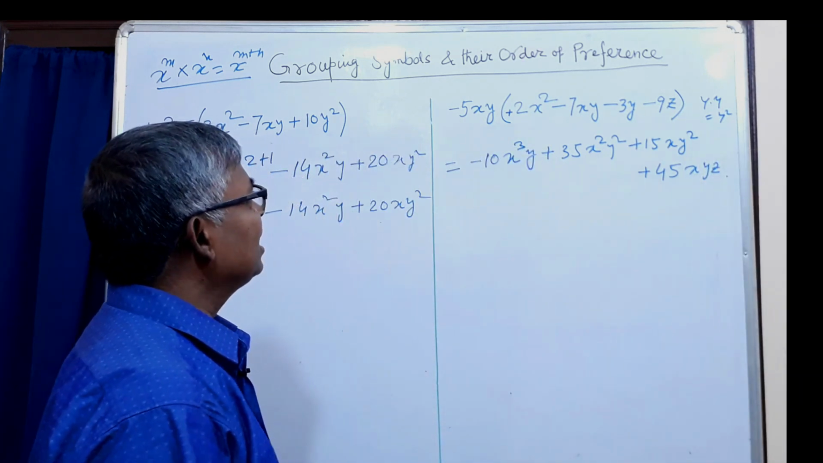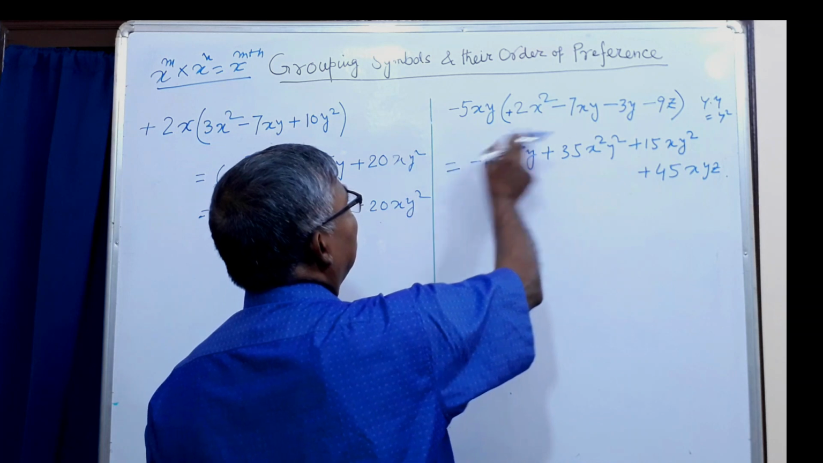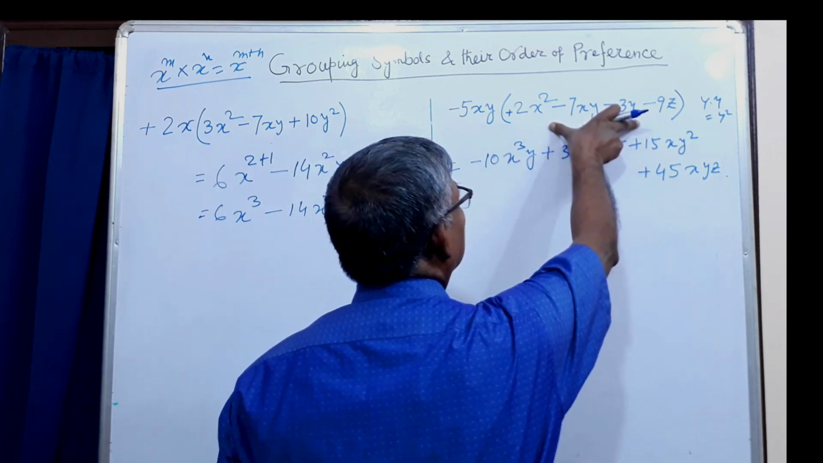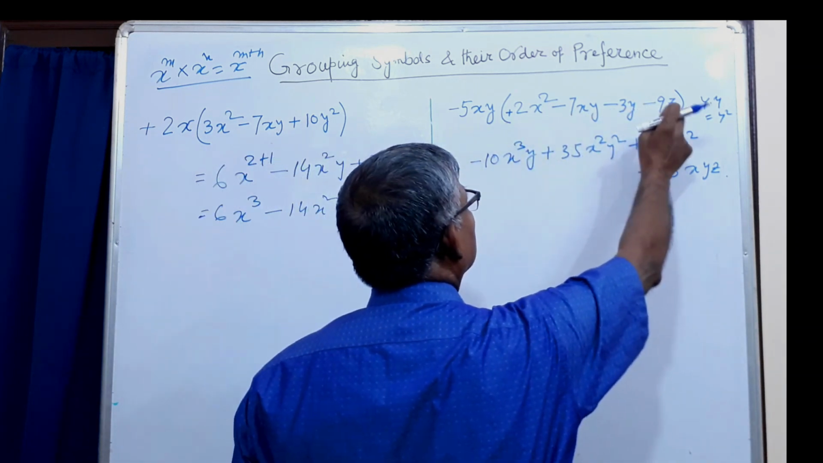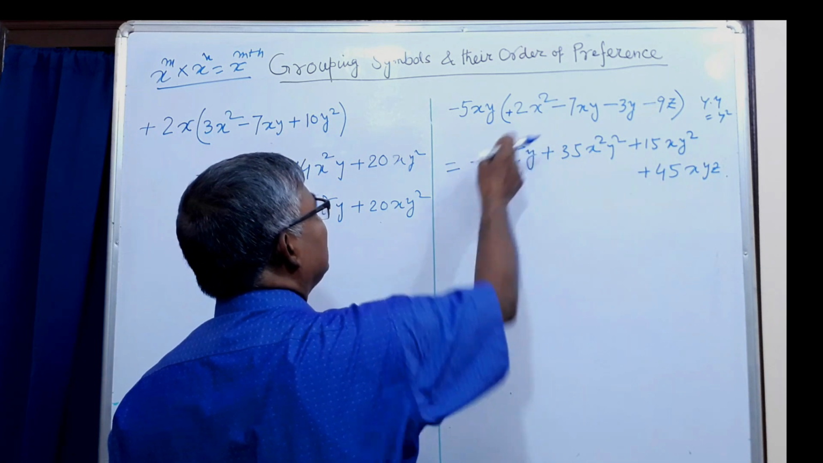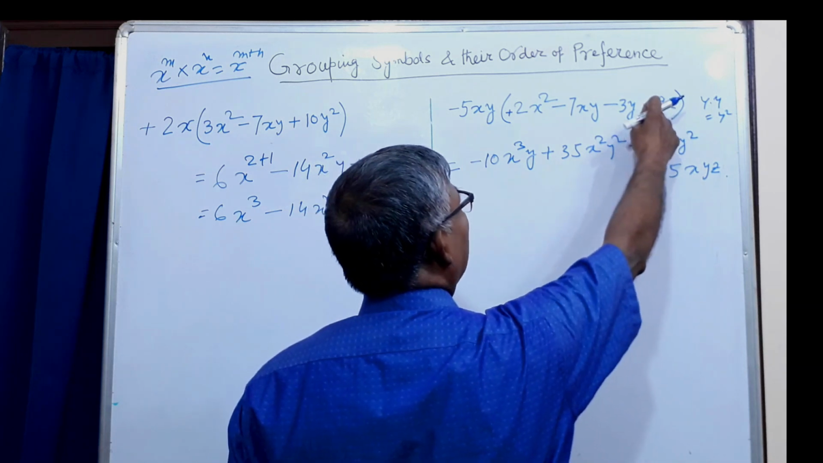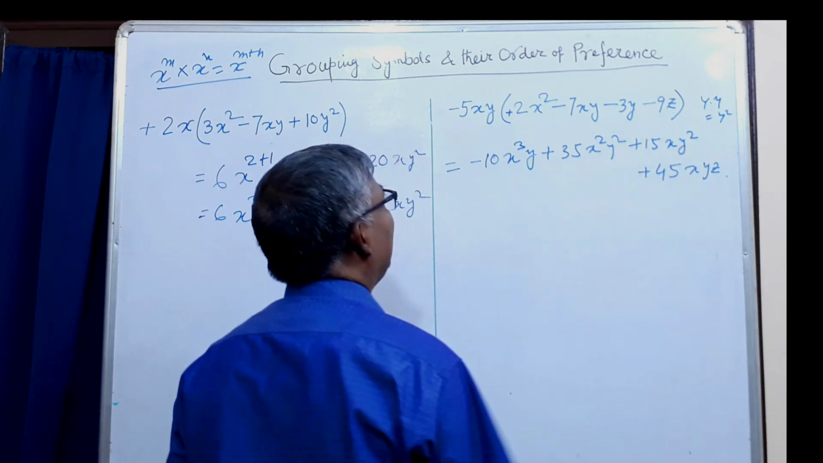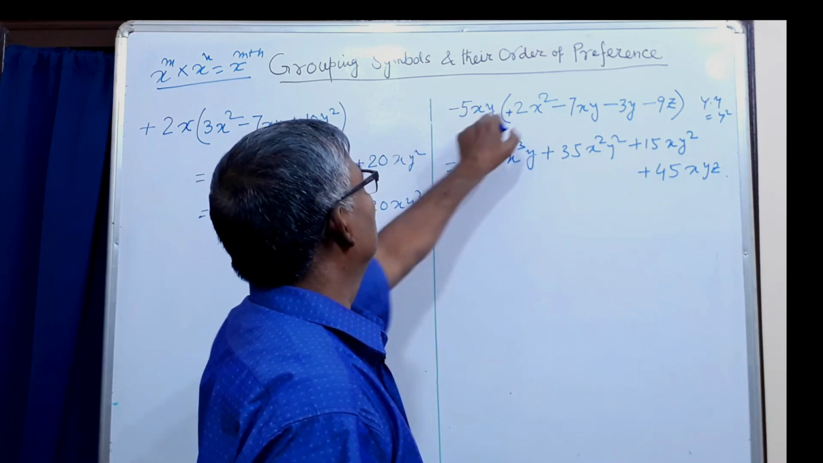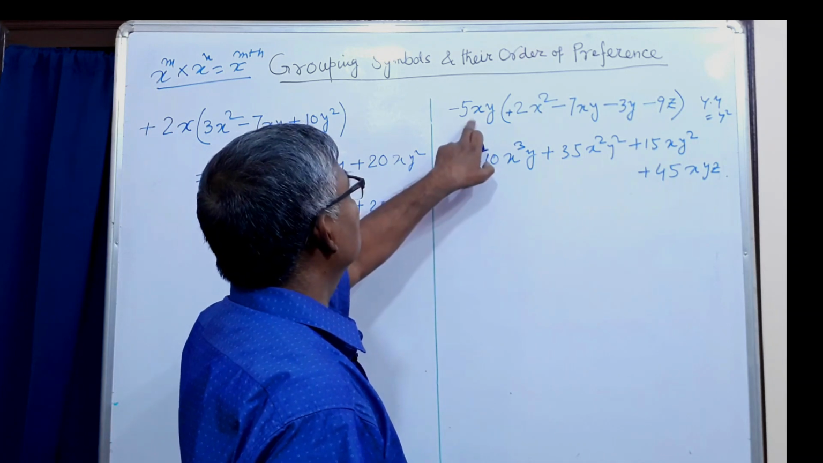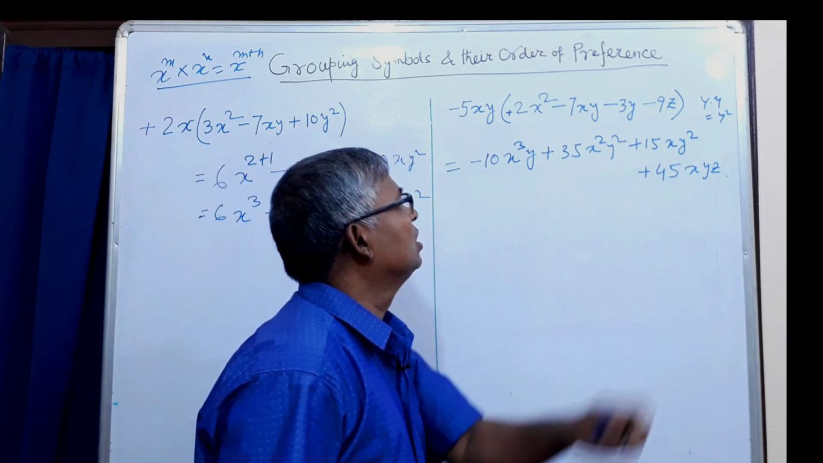So I think it is clear. Only two things you have to remember. If the expression is multiplied by a negative number, the sign of each term should be changed. Here see, it is plus, it will be minus. Here is minus, it will be plus. Here is minus, it will be plus. And here is also minus, it will be plus. And secondly, you know the rule. Multiplication of two monomials. 5 into 2 means 10. Xy into x square, that is x cube y. And so on.